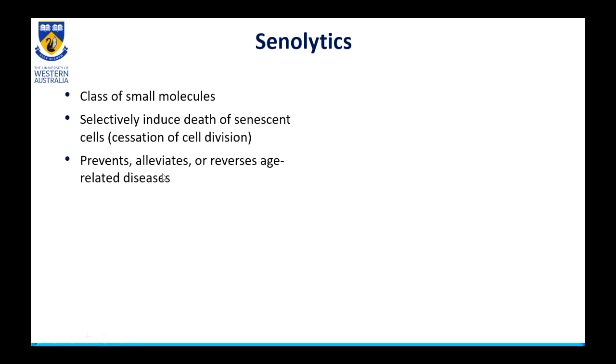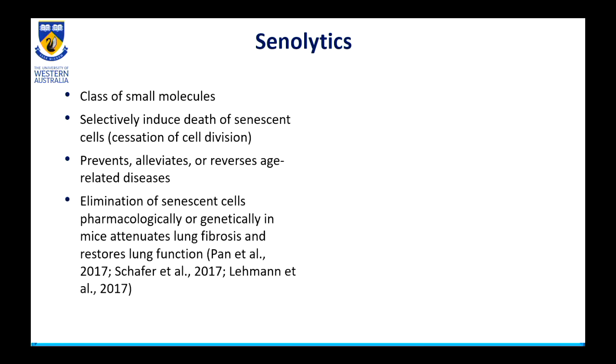So these senolytics prevent, alleviate, or reverse what they call age-related diseases, because this is an age-related phenomenon. The older you get, the more your cells go into senescence. What senolytics do is eliminate the senescent cells, either pharmacologically or genetically. Studies have been done in mice to prove that you can get rid of fibrosis and improve lung function using these senolytic drugs.